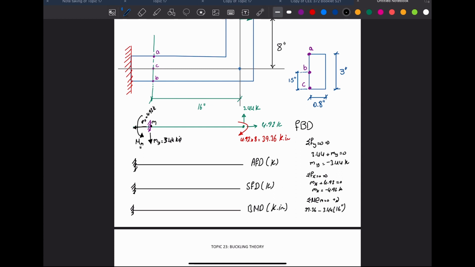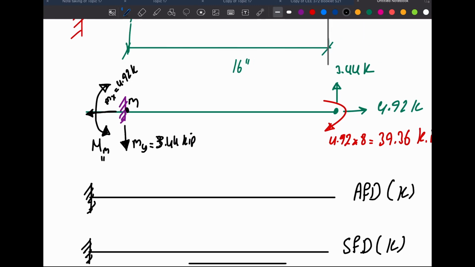And what else do I have? I do have a moment, 4.92, but I'm not going to take it because there is no distance to multiply 4.92 with. And then I do have the last thing, which is the bending moment. It's going to be minus M because it is counterclockwise, equals 0. The moment around M, I'm getting minus 15.68 kip-inch. And minus here means that my assumption was wrong, so I need to adjust the arrow. So now M sub M is equal to 15.68 kip-inch.